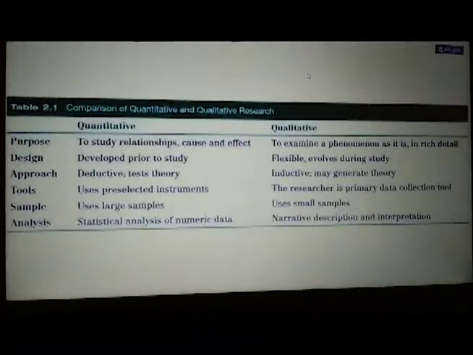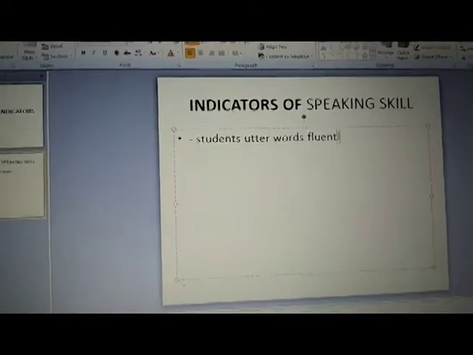Another important point that I want to highlight is that you have to find research indicators. Okay, research indicators. Without this, you will not be able to conduct your research. So what are research indicators? Indicators must be from an expert.